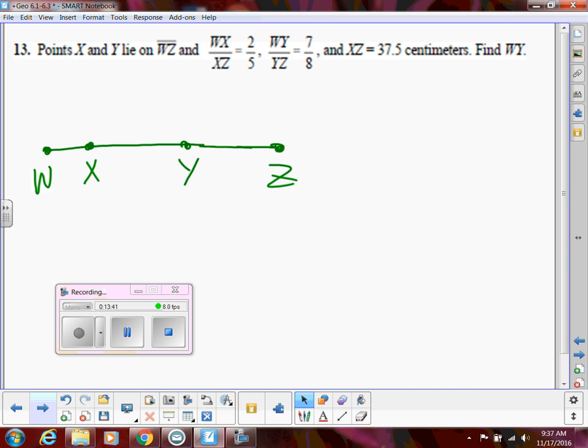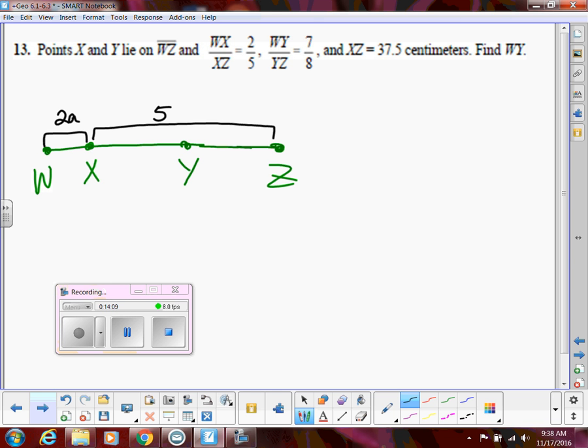Okay, so what it says is WX, so the ratio of this line to XZ is 2 to 5. I don't want to write 2 and 5 because that's assuming they're already reduced. So I really want to write 2 times some number, and that's 5 times some number. If I reduce that, the A part goes away, but I want to allow for that to be different multiples of 2 and 5.